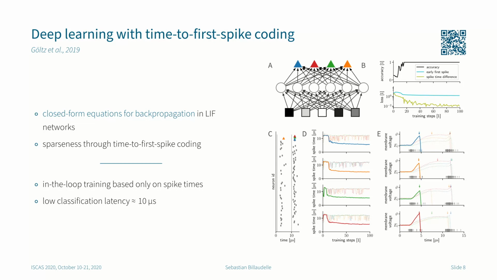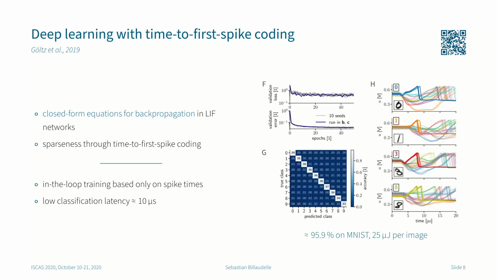We were able to train such a network on a 16 by 16 pixel version of the MNIST dataset, where an overall test accuracy of approximately 96% could be reached. More impressively, we measured an energy of only 25 microjoule per presented image. And here, please keep in mind that this substrate is very generic and by no means optimized for this task.